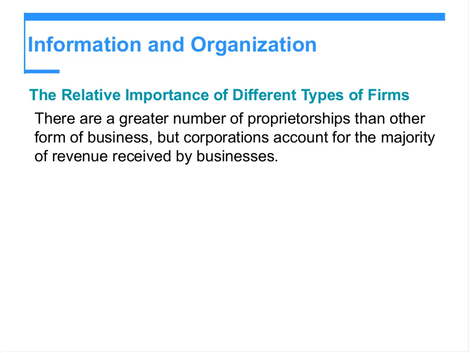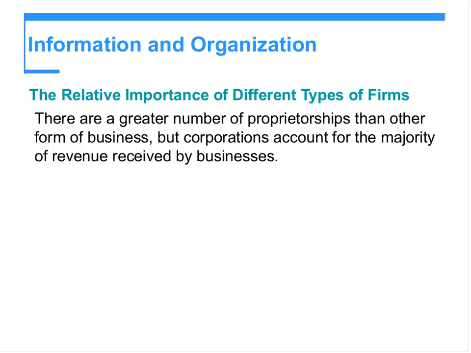So now let's talk about the relative importance of different types of firms, and all of the important issues about any of them. There are a greater number of proprietorships than other forms of businesses. So you can see the people who run their own show alone, the owners who have their own business as just one partner, which represents proprietorship. It is the highest number of businesses run, but corporations account for the majority of revenue received by businesses.